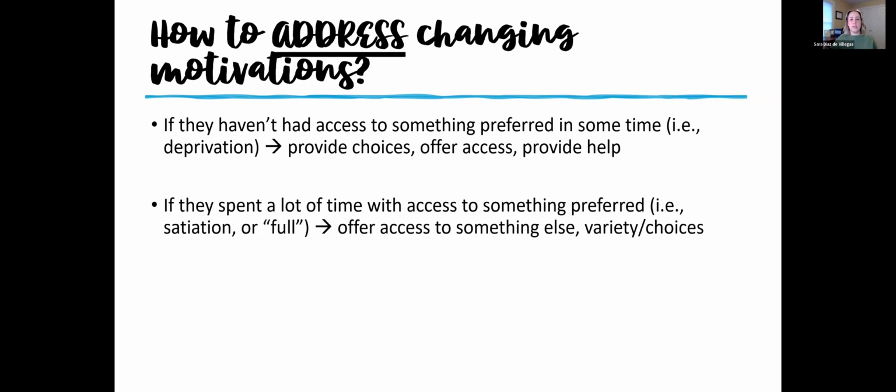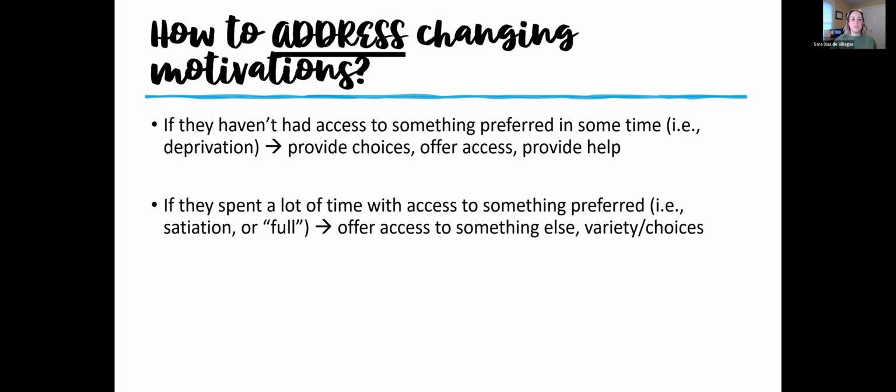So once you've identified the culprit responsible for some of these changing motivations, here's some strategies that can be used to actually address them. And again, please feel free to ask questions if you want some more specific examples of how you can do this with your teens at home. So if you've identified that they're in this state of deprivation, they haven't had access to their favorite thing in a while, this is a really great time for you to provide choices. I like to keep it simple, maybe 2 to 3 choices at a time. Choice overload is absolutely a thing. You don't want to overwhelm them.